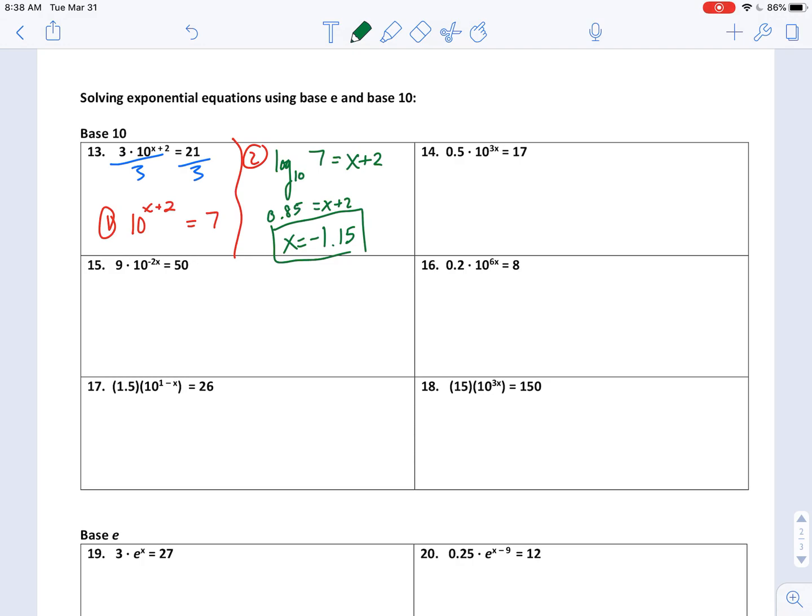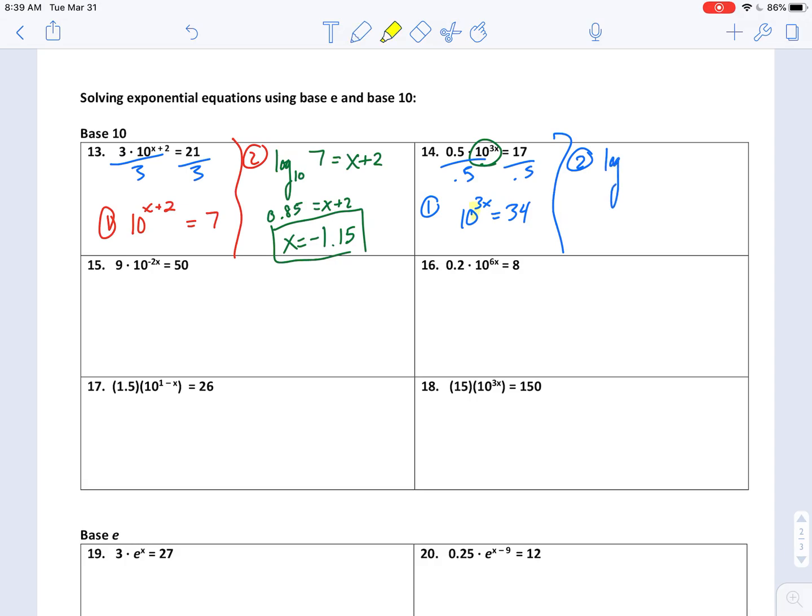So I'll do the next one. I'll do 13 and 14, then I'll do 19 and 20, and I'll cut the video there. I'll post the rest of these later just to keep the video short, or I guess as short as I can. So I want to get the exponent by itself, so I'll get rid of this 0.5 by dividing by 0.5. So 10 to the 3x equals 34. Again, that's our first step.